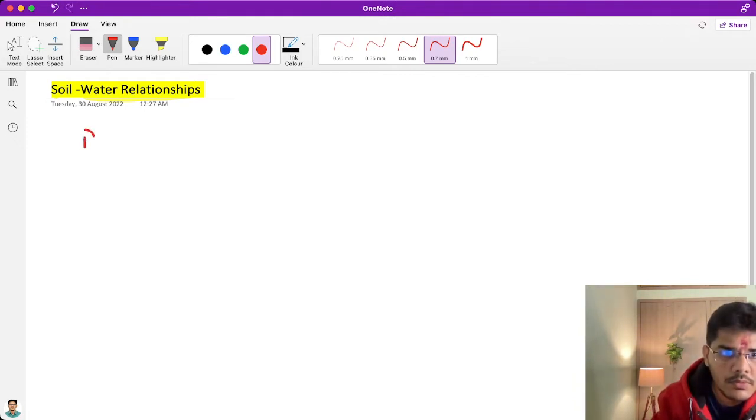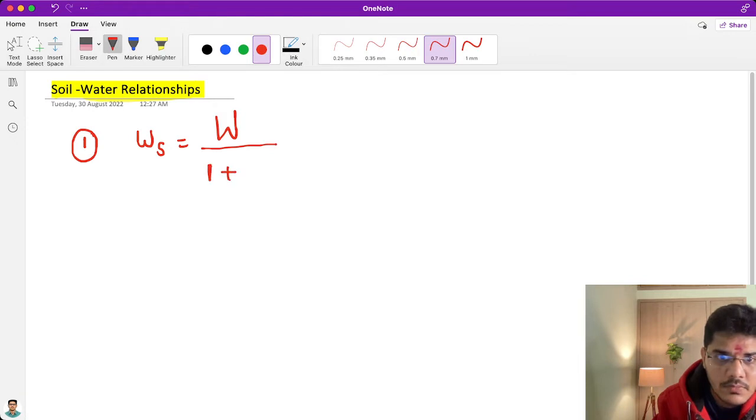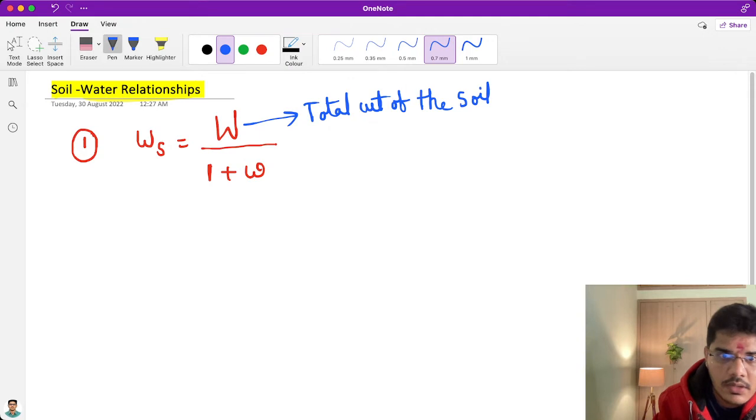So the first formula will be: weight of solids is equal to total weight of the soil by 1 plus water content. So this is the total weight of the soil, and this is the water content.